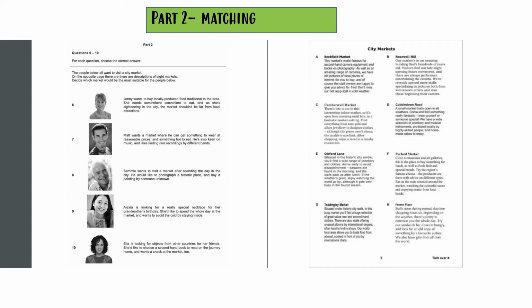Now we move on to part 2, which is a matching task. In this task, you get the descriptions of 5 people who all want to do, buy, or experience something similar. Match each person to one of 8 options. Part 2 tests your detailed understanding of shorter texts. It is a true reading task.